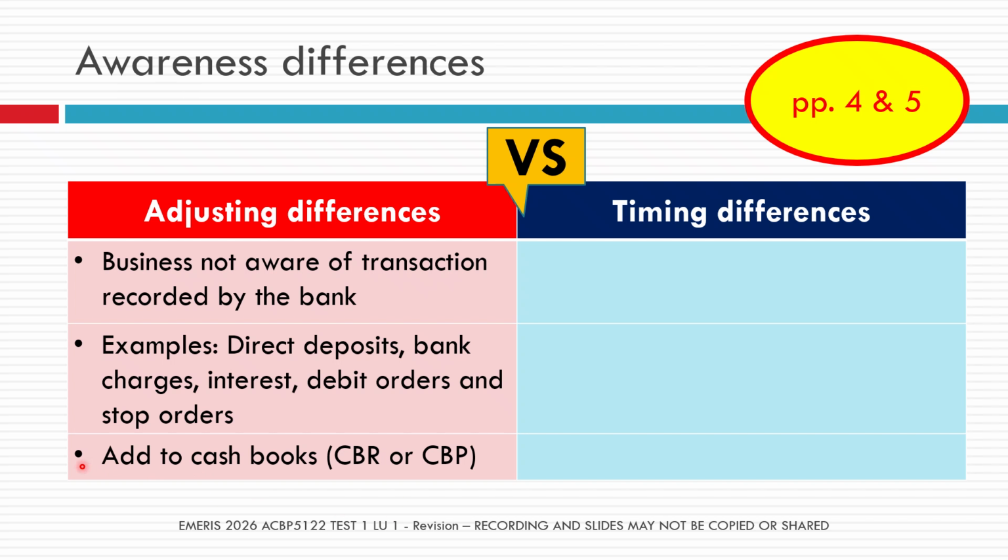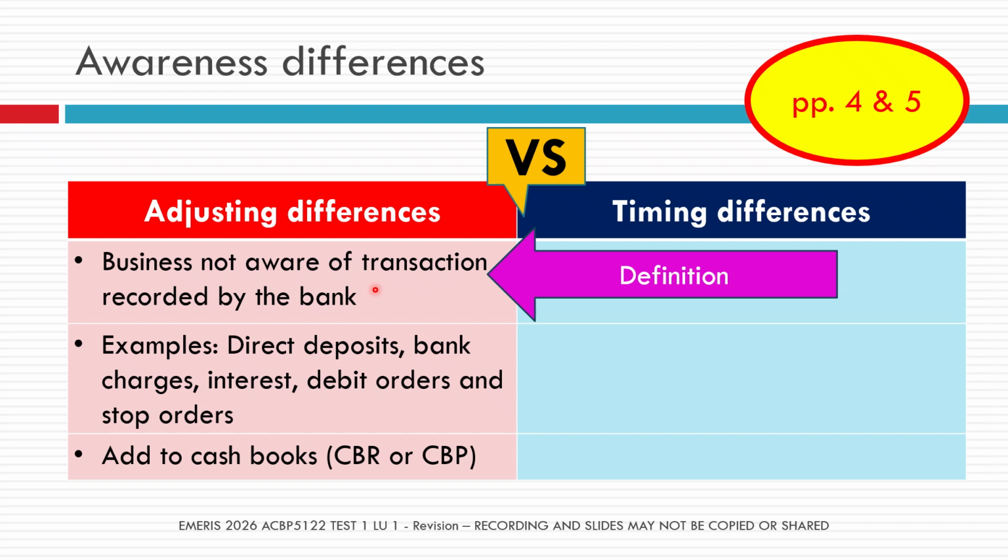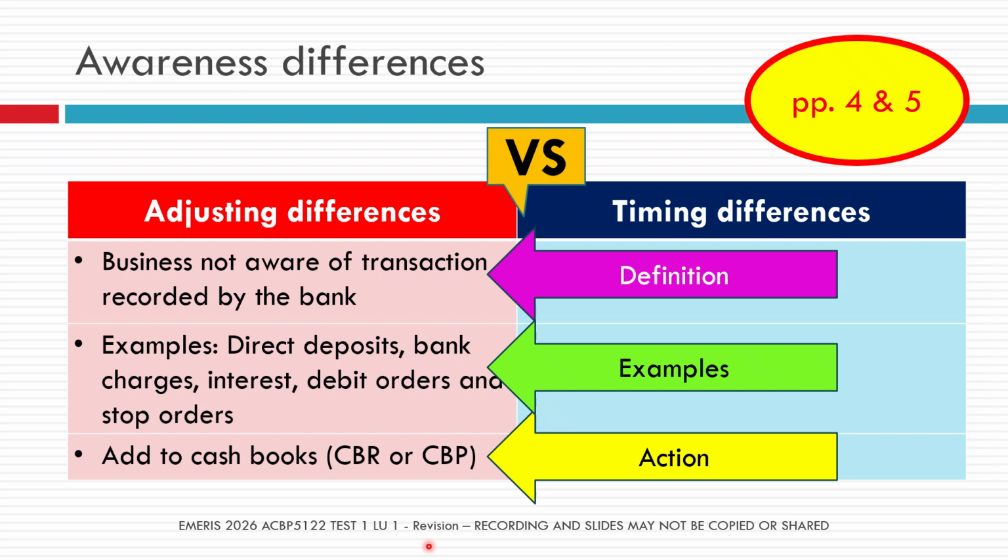If you remember from here, we said the action was that we're going to add it to the cash book. So just to recap, an adjusting difference, the definition, is where the business is not yet aware of a transaction recorded by the bank. The examples are the direct deposit, bank charges, the interest, the debit orders, and the stop orders. The action from our side is to update our cash books. Again, you can look at pages 4 and 5 in your textbook for all of this information.